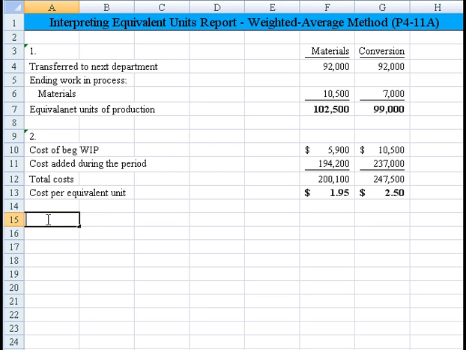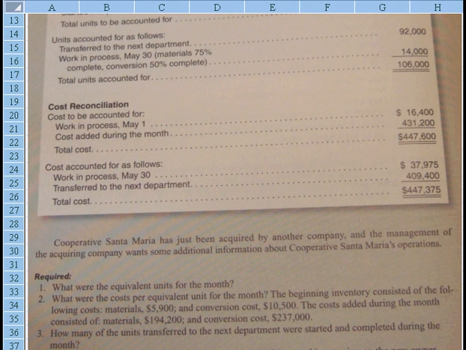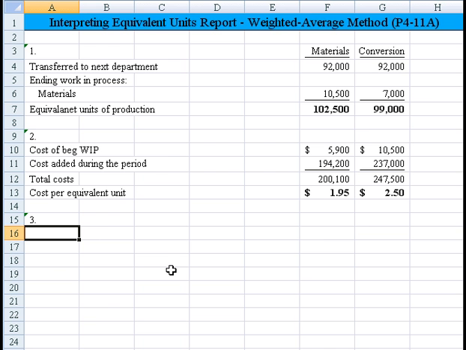On part 3, we need to figure out what was the total. Well, let's read what number 3 says. How many of the units transferred to the next department were started and completed during the month? Okay, well, we know the total units transferred was equal to the 92,000, right? We can just do this in one column. And if we subtract out the units in beginning inventory, we can come up with the units started and completed. And the beginning inventory amount, I believe, was 6,000.